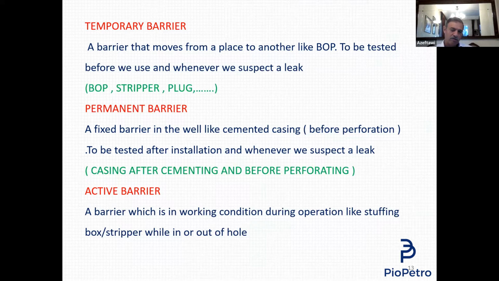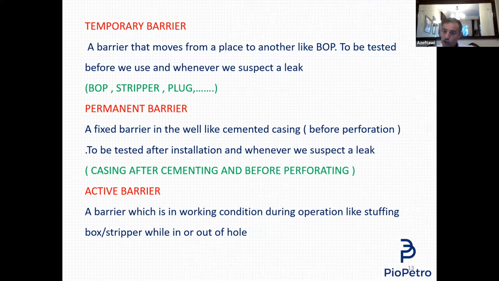I will repeat the question. I have a Christmas tree. I rig up my slickline where on top of the Christmas tree I have a BOP, then a two-section lubricator. Then I put the stuffing box, which is my primary barrier. I start running in the hole. While running in the hole, my primary barrier is closed to seal around the wire.